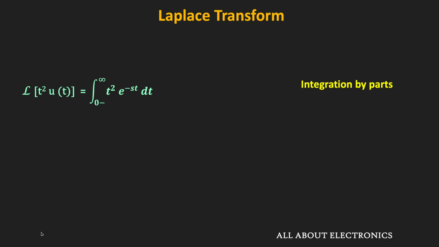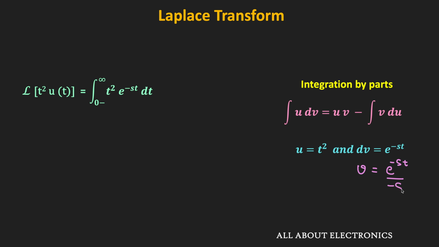As you know the formula of integration by parts, the integration of u times dv can be given as u times v minus the integration of v times du. So in this case, let's say u is equal to t square and dv is equal to e to the power minus st. That means here, v is the integration of this term, that is equal to e to the power minus st divided by minus s.